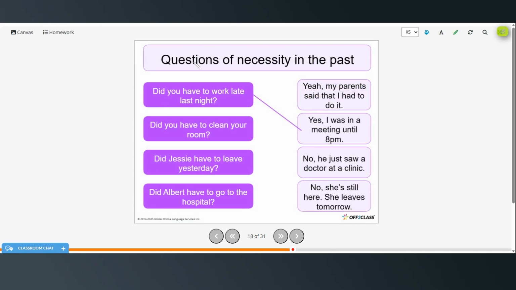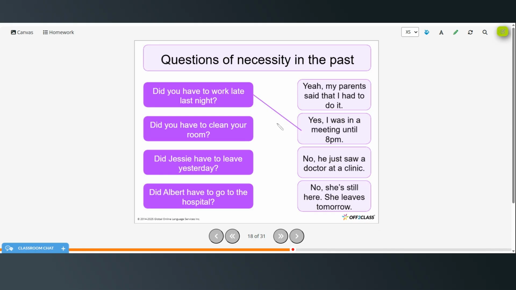All right, now these are some questions of necessity in the past. So we're going to match the question with the answer. Did you have to work late last night? Yes, I was in a meeting until 8 p.m. So go ahead and try the rest of these on your own and then restart when you're ready to check your answers.